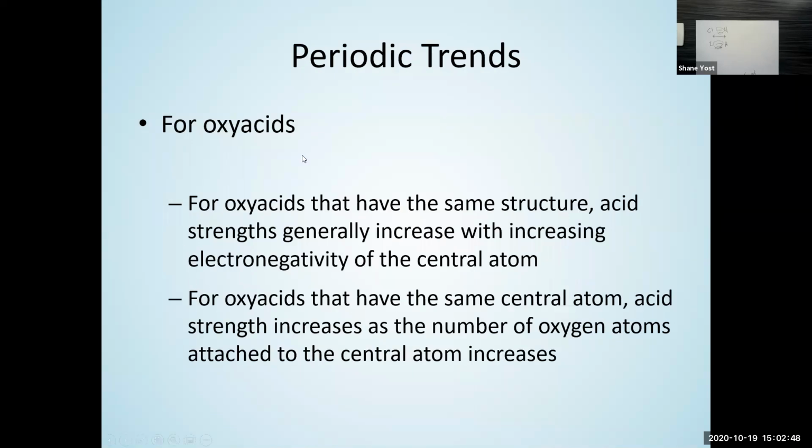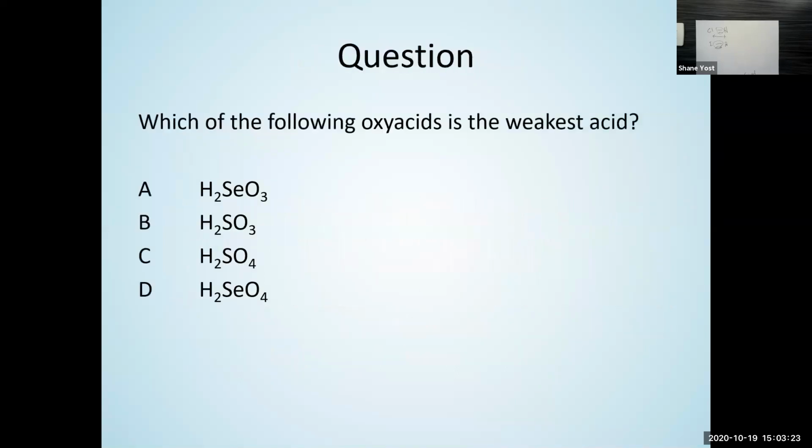So again, they're called oxy acids because they have a bunch of oxygens in the acid, okay? For these oxy acids, if you have the same structure, meaning the same number of oxygens, the acidic strength increases with increasing electronegativity on that central atom, okay? We'll see an example of that in a second. And if the central atom is the same between my oxy acids, the larger the number of oxygens, the stronger the acid is going to be. Okay, so let's do that example first.